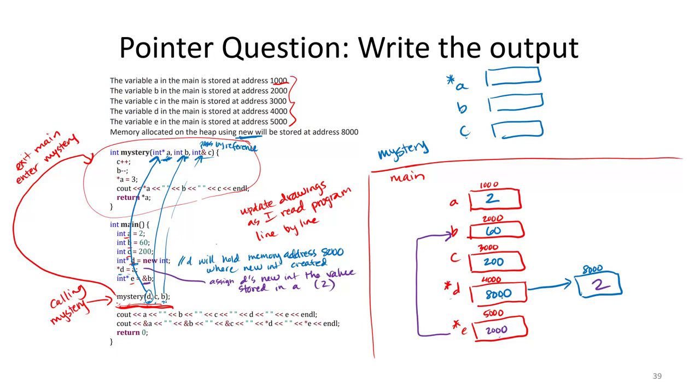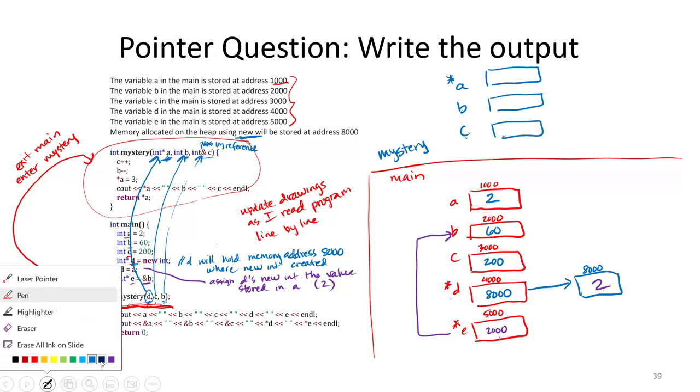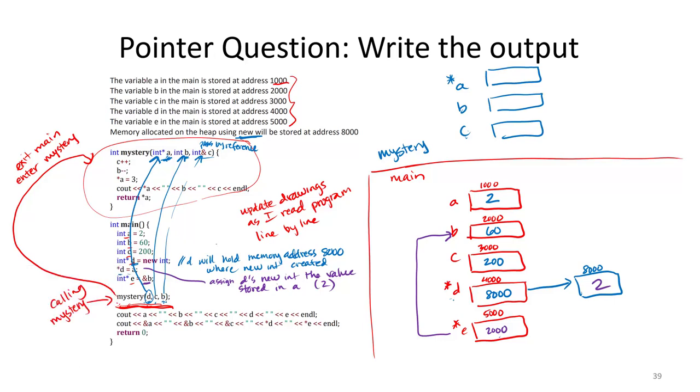So notice in main, my variable d was a pointer that held the memory address 8000. So that means in my mystery function, I'm going to plug in d for my variable a. So I'm going to copy my value 8000. And now my pointer a is also going to point at memory address 8000 where d points. Because remember, both a and d are pointers, and they both are holding the memory address 8000.